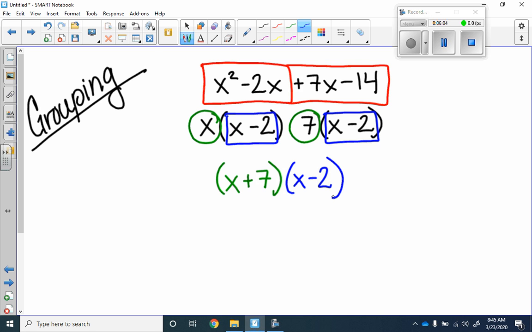Okay? What you are doing right here is you are undoing that FOIL process. So you're taking FOIL, you're taking x times x minus 2. And that's exactly what we have here, x squared minus 2x. And then you're taking 7 times x and 7 times negative 2. And that's what I have up on the top here, 7x minus 14. By taking out those values right here, it's just showing you how you are doing that FOIL process.